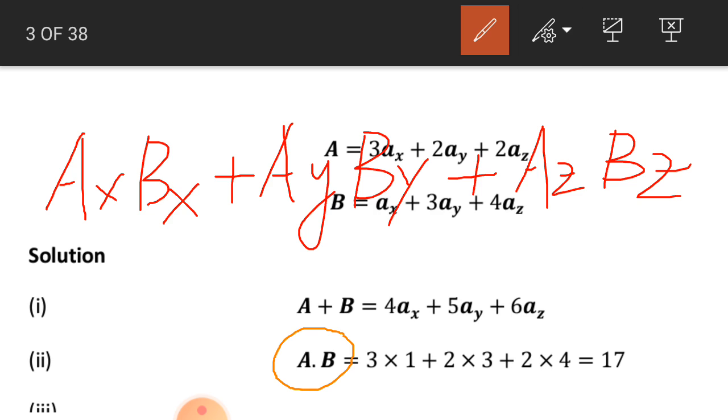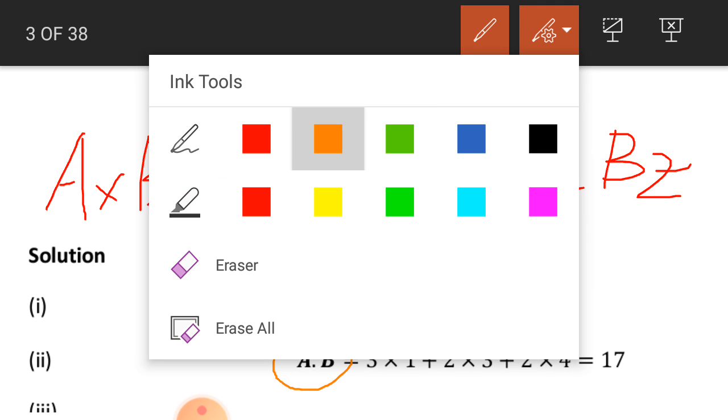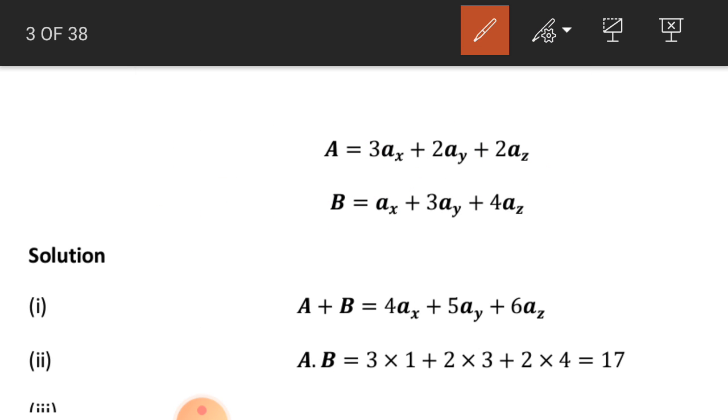So let us calculate the scalar product. We have 3 into 1 plus 2 into 3 plus 2 into 4, and that results in a scalar quantity which is 17.